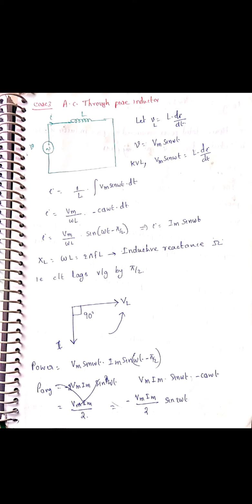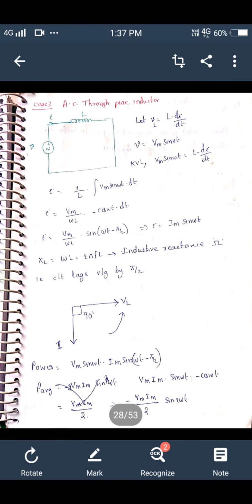Here omega L we define with the letter X suffix L, which is called inductive reactance. Units are ohms. Why ohms? Because 2 pi f L is there, 2 pi is a constant, frequency units are 1 by seconds, and inductance, whose basic unit is the henry, is volt seconds per ampere. Seconds cancel there, so we get volts per ampere, which is nothing but ohms. That's why inductive reactance is measured in ohms.